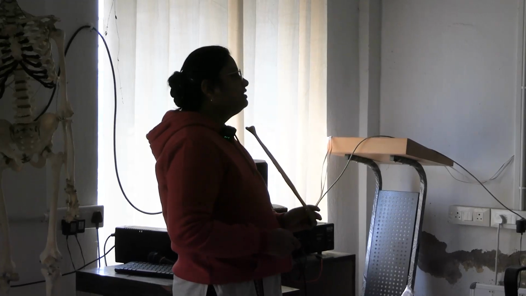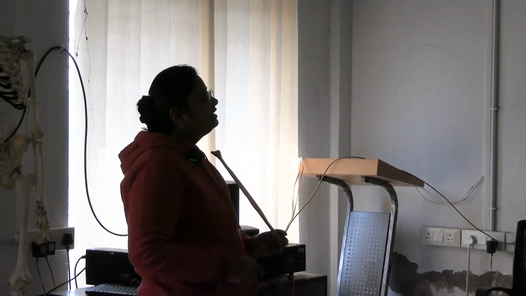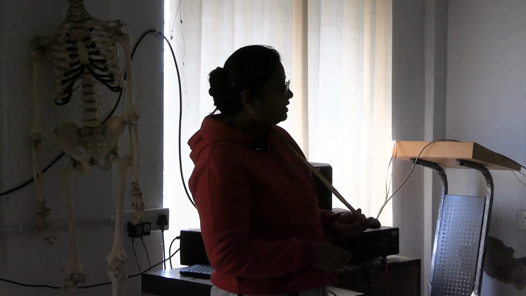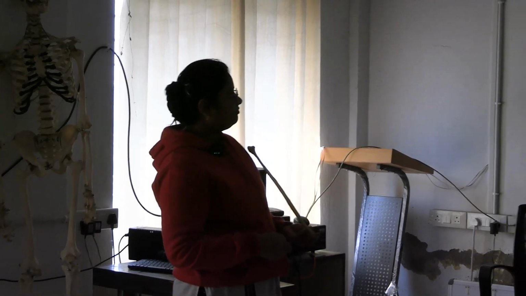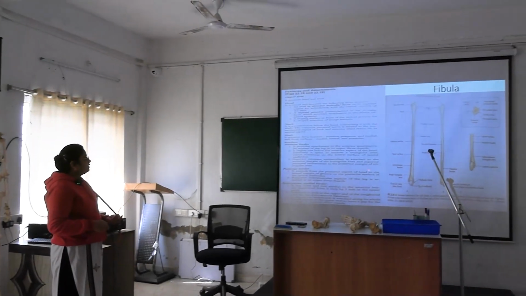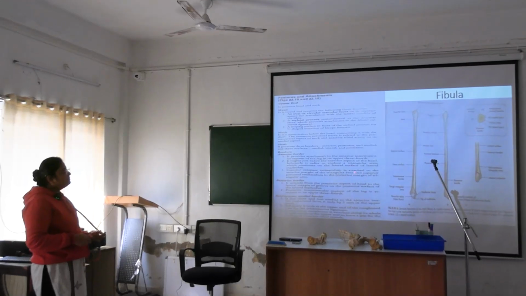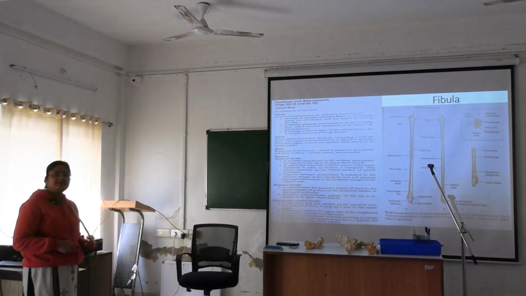The superior extensor retinaculum is attached to the anterior margin of the triangular area. Here is the anterior margin. The superior peroneal retinaculum is attached along the posterior margin of this triangular area. Peroneus muscles lie over the lateral surface, so here will be the peroneal retinaculum.